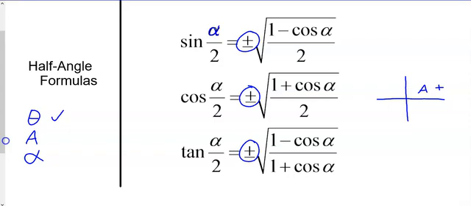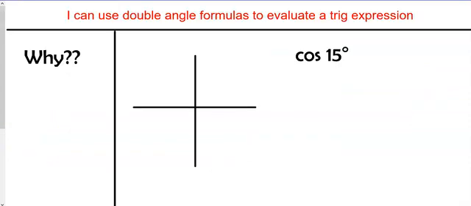Okay? If you end up in the second quadrant, if you end up over here, that's the S for students. So your sine is going to be positive, but cosine and tangent would be negative up in that quadrant. And we'll go through that in the problems, but that's how you're going to decide whether you use the plus or the minus. Okay?